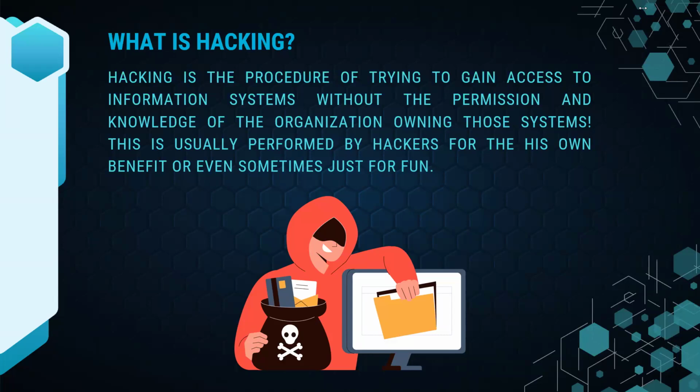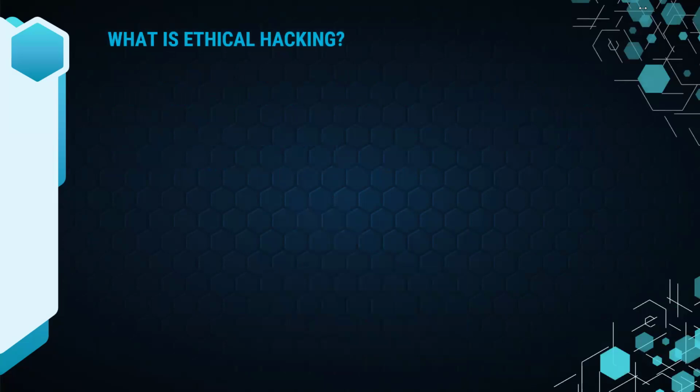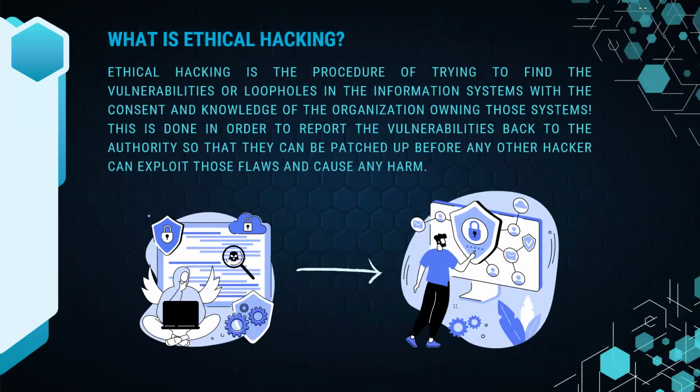Okay. Now, if hacking is such an illegal activity or such a malicious task, why do we have a course called ethical hacking? And how is this getting ethical in the first place? To define ethical hacking, this is the procedure of trying to find the vulnerabilities. So this terminology called vulnerability is something that you will keep coming across a lot in the upcoming sessions. To define it, it's a loophole, it's a flaw in the security of the application or that device.